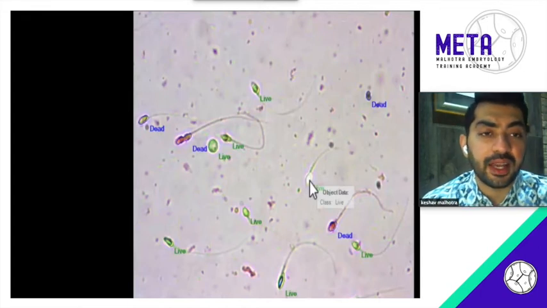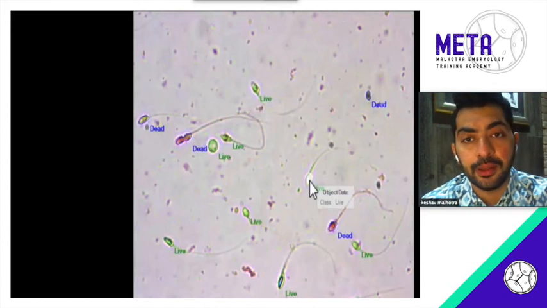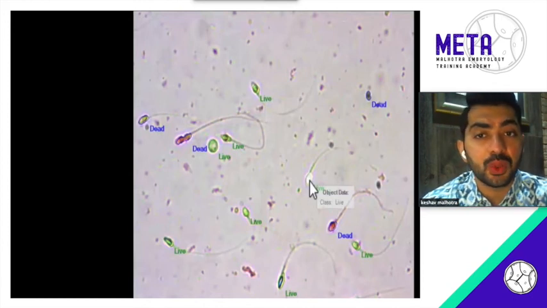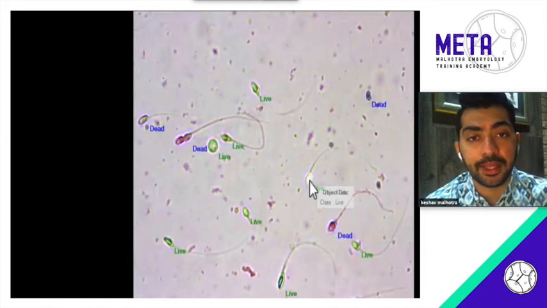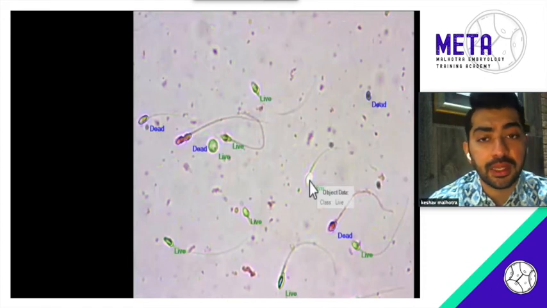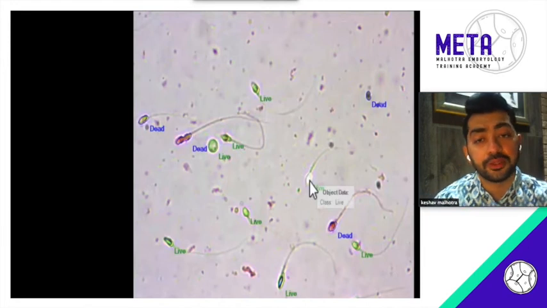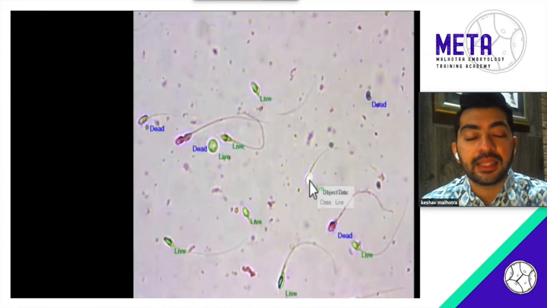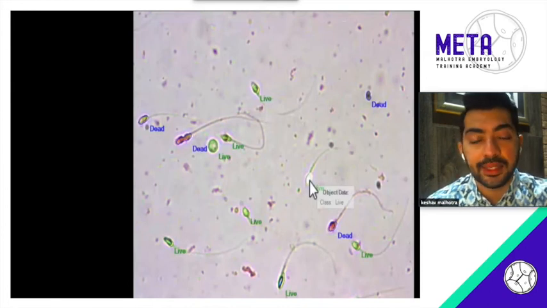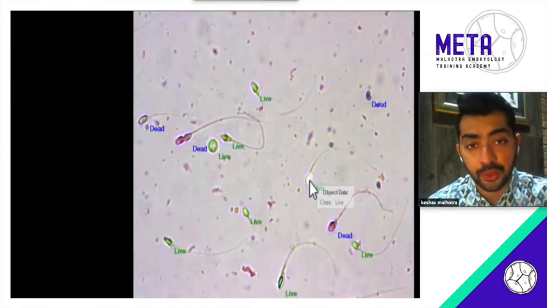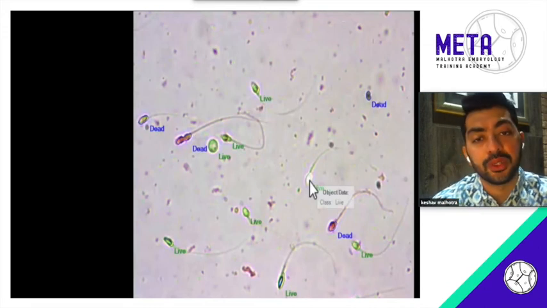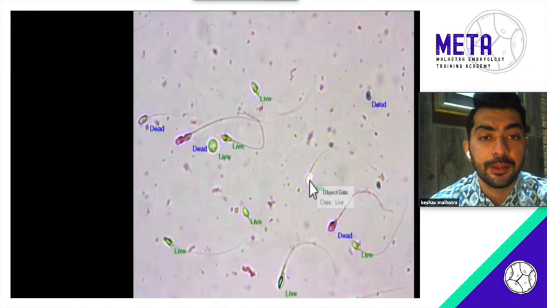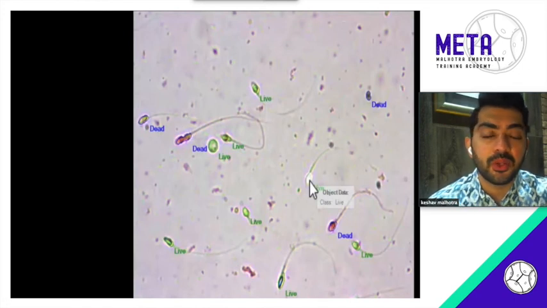And if you have a vitality of more than 58%, then by just looking at the crucial morphological parameters like the tensile strength of the tail, like the normal morphology of the head, etc., you can actually do an ICSI and still get viable embryos fertilized, or you can actually fertilize the eggs and get viable embryos which are worth transferring into the female. So this was a little bit about sperm motility.